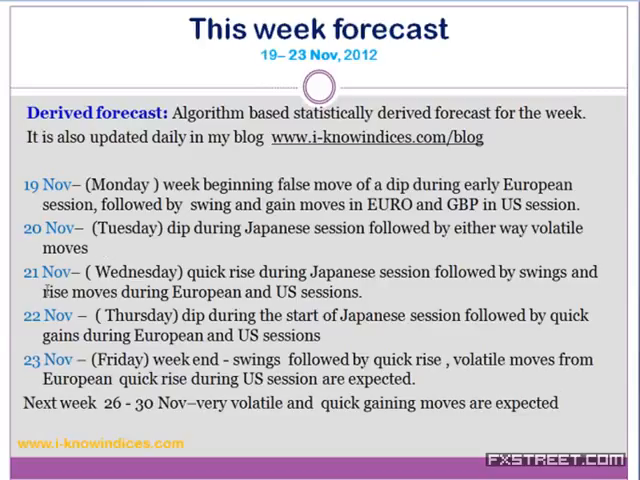Then 21st November, Wednesday, they are expected to make an initial rise during the Japanese session, followed by swing and rise moves during the European and US sessions. Then 22nd November, Thursday, an initial dip is expected at the start of the Japanese session, followed by very quick moves. Upward moves are expected during the European and US sessions. Then 23rd, Friday, the weekend, they are expected to make swing and quick rise moves during the Japanese session, but volatile moves during the European session, and then a quick rise during the US session.